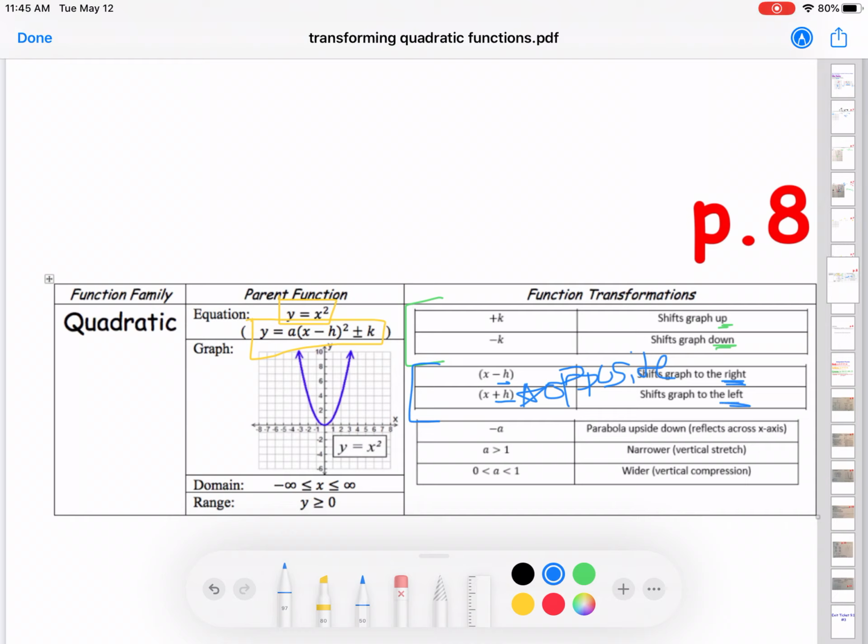And lastly, the last way that we can change our quadratic functions is by changing our a value. And here 3 different things can happen. If we have a negative value of a, our parabola is reflected upside down, or it's reflected below the x-axis. If our a value is greater than 1, such as 2 or 3 or 4, our graph becomes more narrow or it's vertically stretched. And if our a value is between 0 and 1, meaning it's a small decimal, our graph has been vertically compressed and the graph looks a little bit wider.